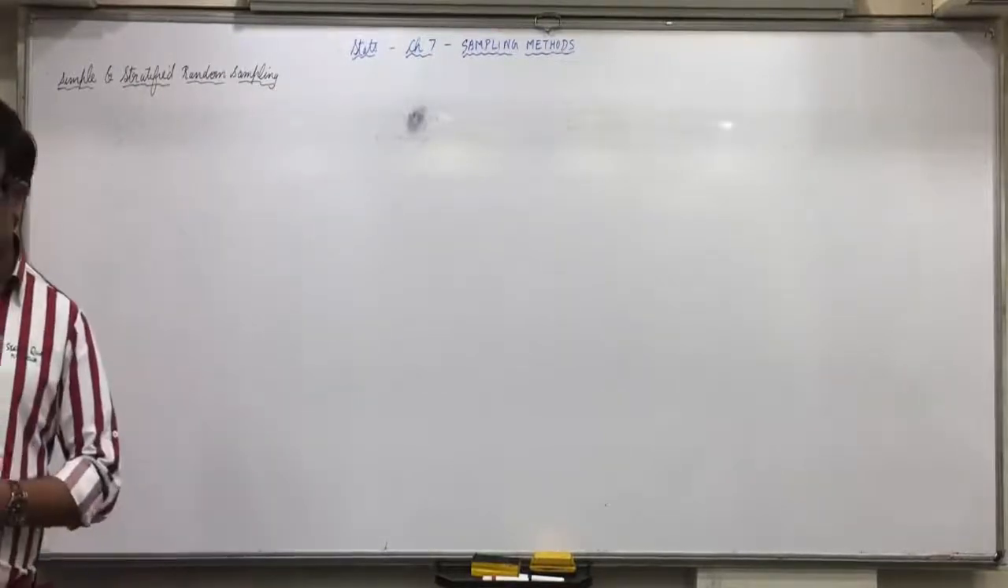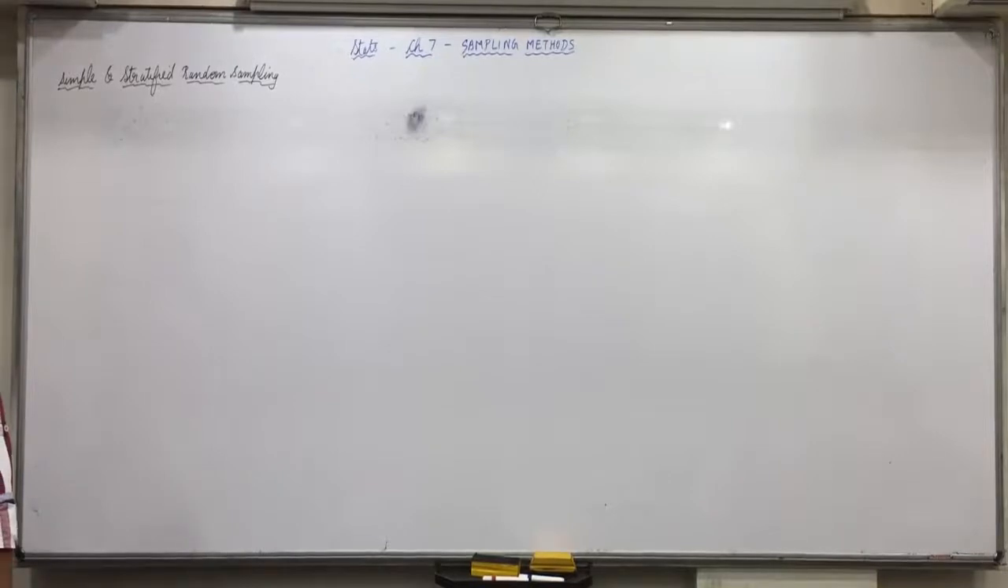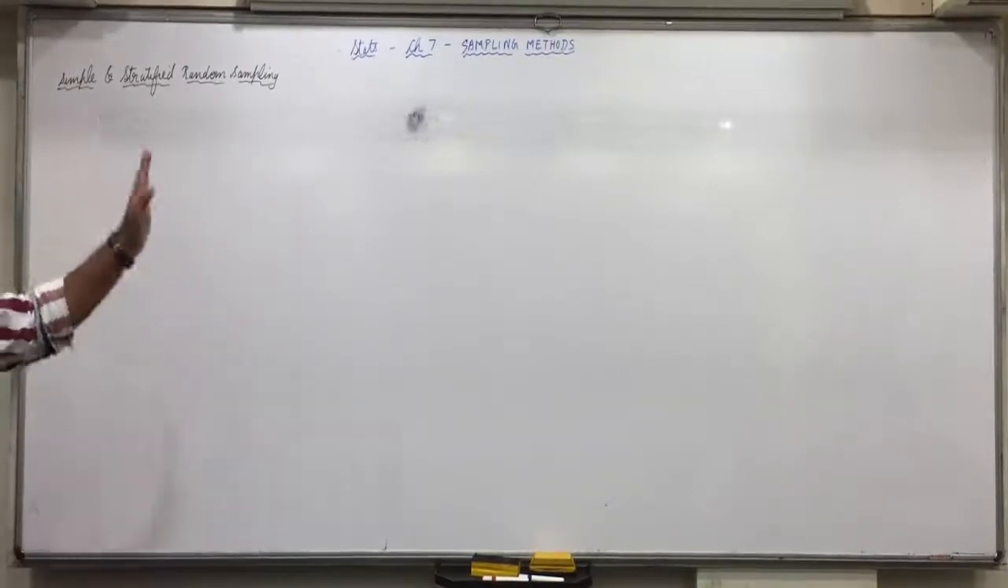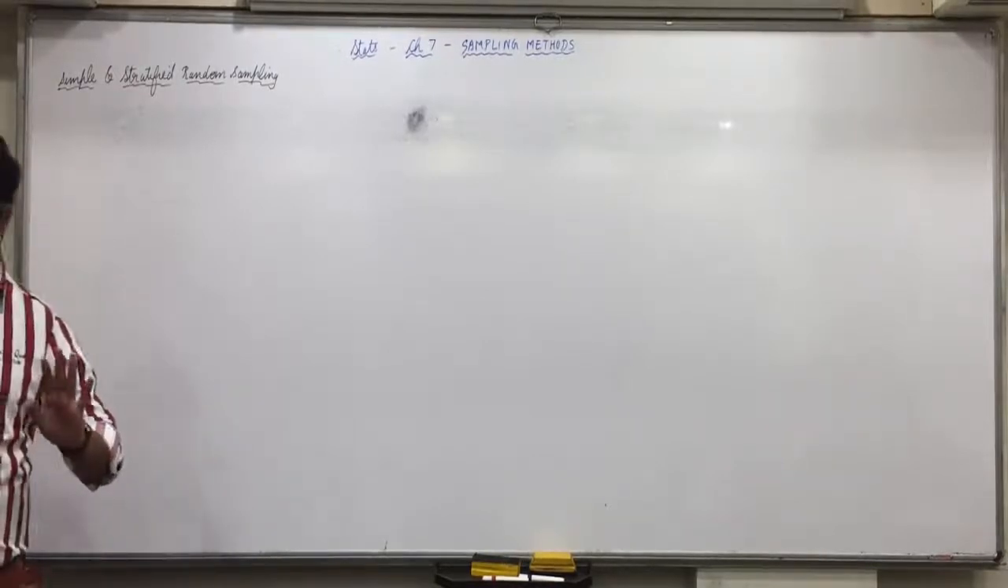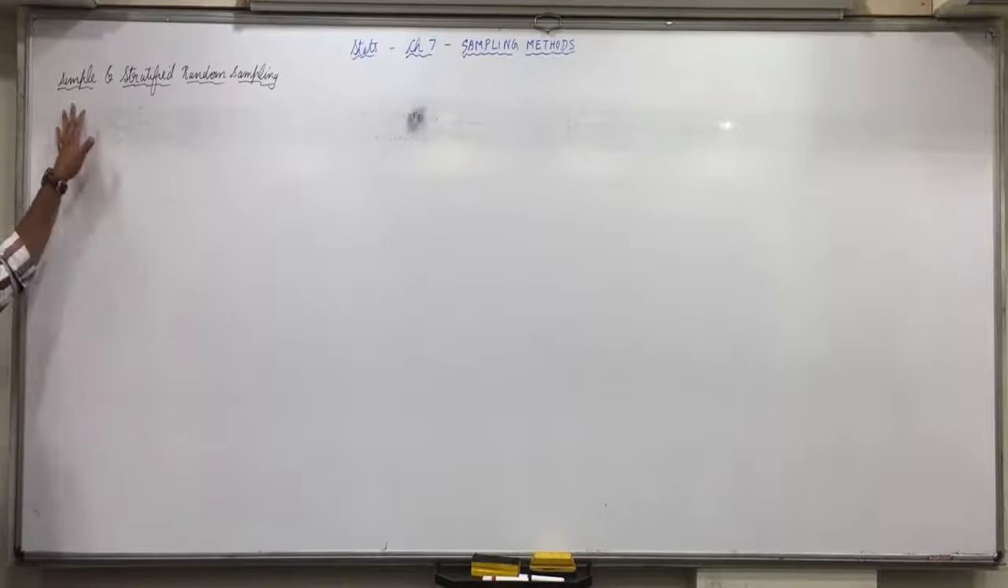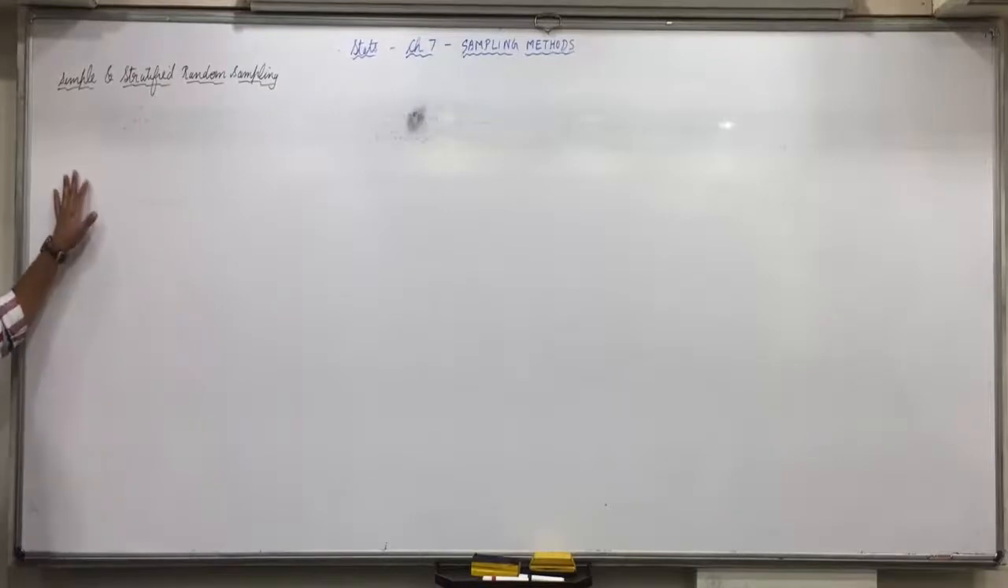Stratified is like simple only. The only difference is you first divide the heterogeneous population into stratas, and then from each strata you do simple random sampling. So the procedure remains same. Here you have to do it one time, and here you have to do it for each strata. So if there are two stratas, you have to do it two times. If there are three, then you have to do it three times.